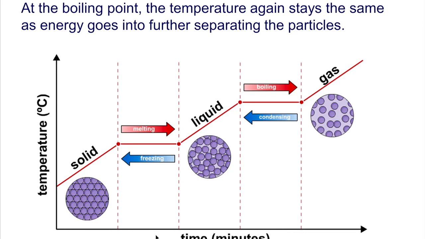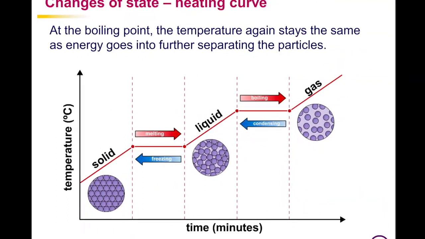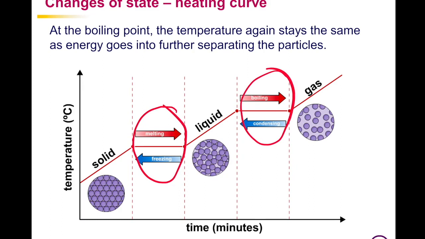Now, you do get a lot of graphs about change of state. This kind of graph where you go from solid to gas, we call this a heating graph. Now, there's something special about the graph. What's really special here is that it's not a steady increase, because you do have two parts where there's actually no change in temperature. The temperature stays steady.